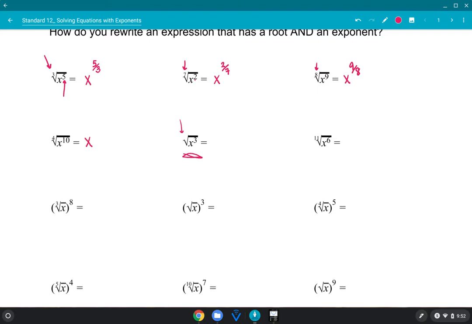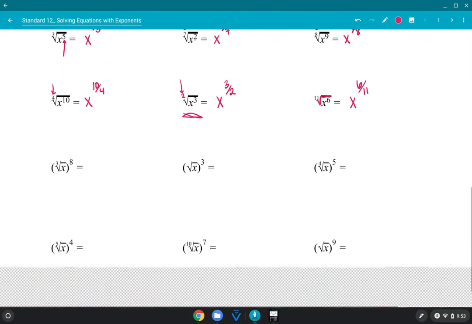X to the power of 10 over 4, your root is 4. X to the power of 3, what's your root here? It's a square root. There's a hidden 2. X to the power of 6 with a root of 11. The reason why mathematicians convert these is because it's easier to solve equations when there isn't this root, which you guys are going to get to in a little bit.